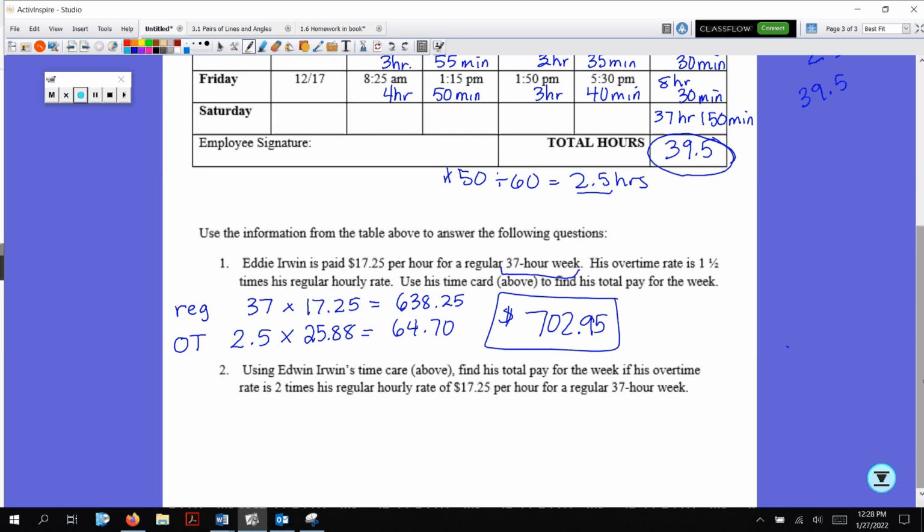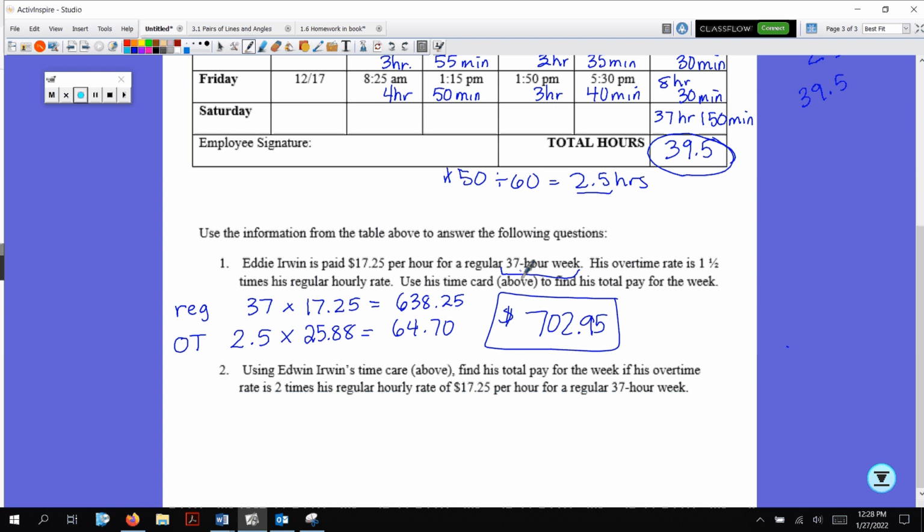All right, we only did number 1 in this notes example. Eddie is paid $17.25 per hour for a regular 37-hour week. So he's really lucky. He doesn't have to work 40 hours before he makes overtime. His overtime rate is 1.5 times his regular hourly rate. So we use the time card from the above, right? So we're going to use these hours to determine what his total pay is.